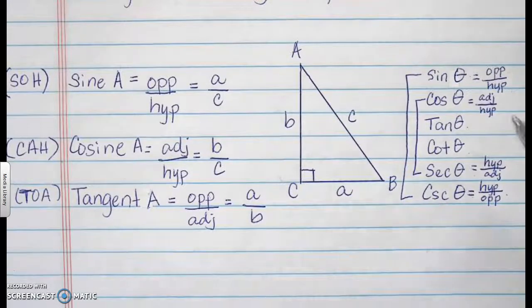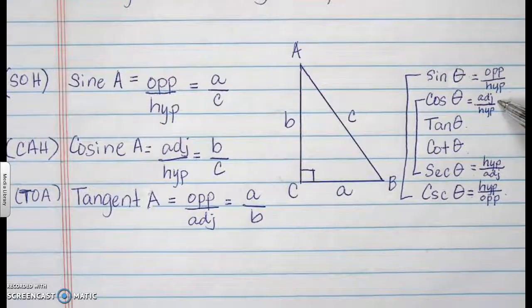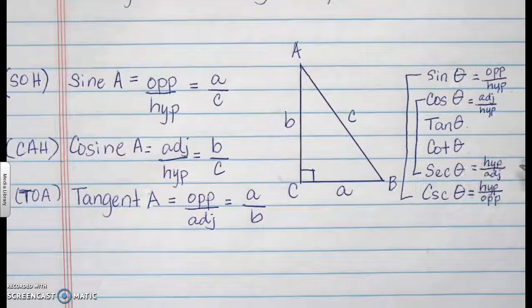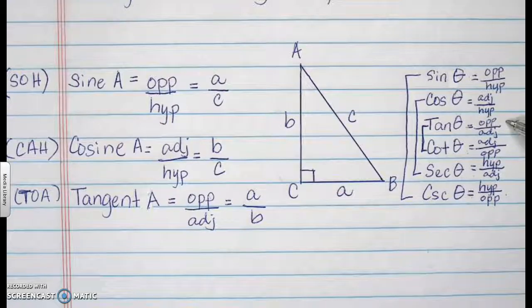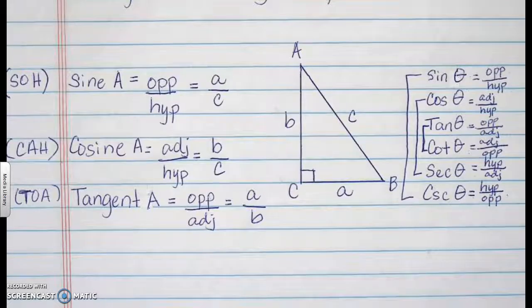Okay, now let's take a look at cosine theta and secant theta. They are again the opposite. So if this is adjacent over hypotenuse, your secant theta is going to be hypotenuse over adjacent. Okay, last but not the least, tangent theta and cotangent theta are opposites. And so if tangent theta is opposite over adjacent, cotangent theta is adjacent over the opposite.